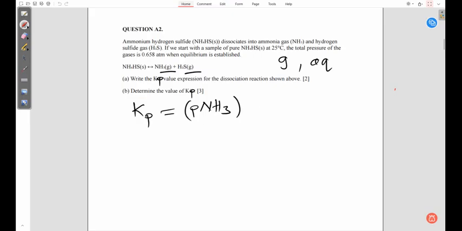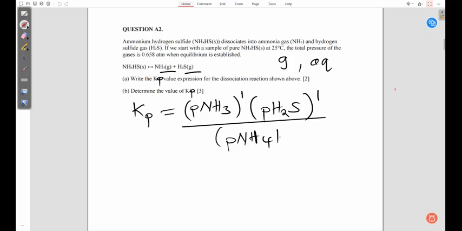Raised to a stoichiometric coefficient, we just have a 1, and then multiplied by the pressure of the hydrogen sulfide, also with a stoichiometric coefficient of 1, in gaseous state, divided by the reactant, ammonium hydrogen sulfide. So that is not supposed to appear in the K expression because we can't find the pressure of a solid. So basically, also raised to the stoichiometric coefficient, but that is not supposed to appear. It was going to appear if it was a gas, in this case for pressure.